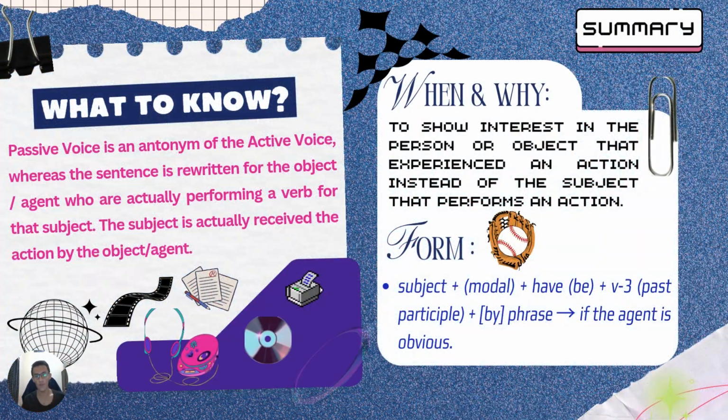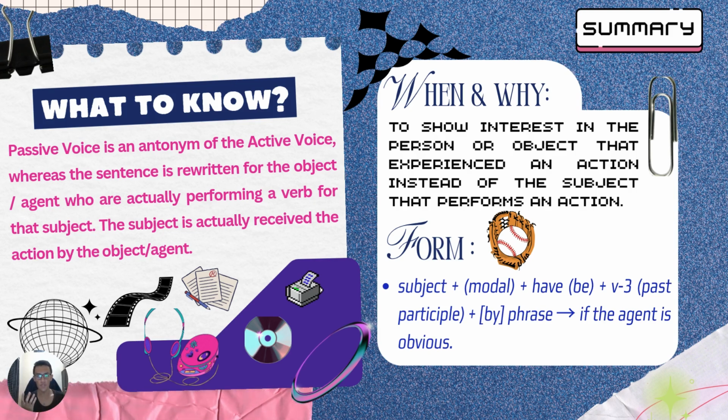Now, all of you might seem confused about this passive voice. Let's get to know the simple one. The passive voice is the antonym of the active voice, where the sentence is rewritten for the object or agent that is actually performing the verb for that subject. And that subject actually receives the action from the object or the agent. Therefore, the most important thing or person is the subject of that sentence.